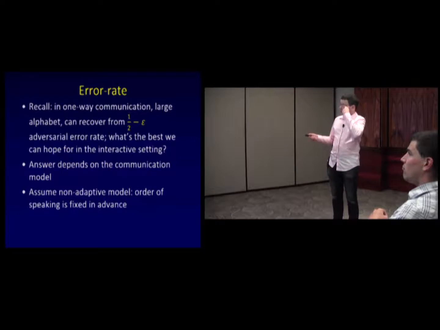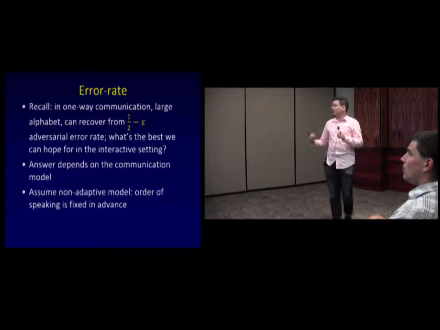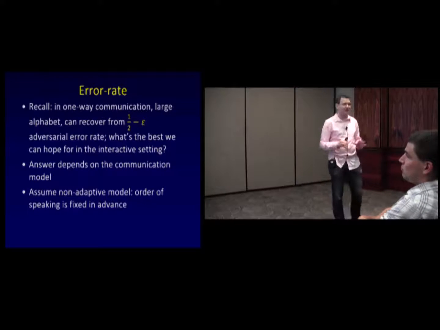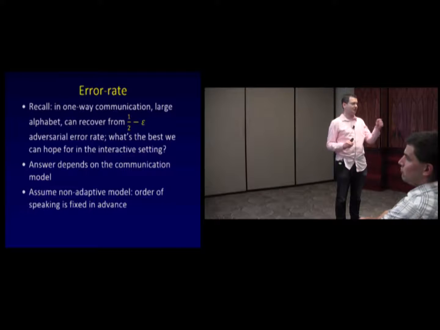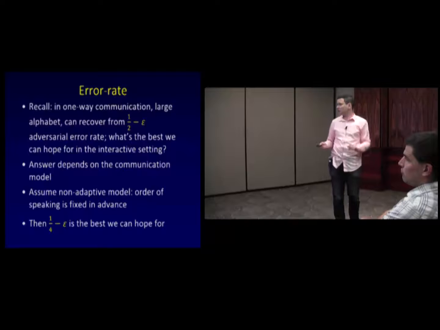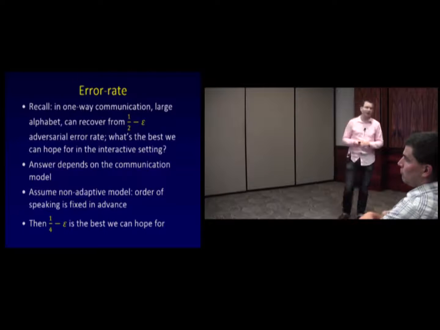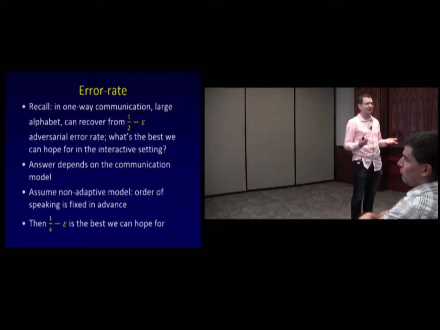What's the best we can hope for in the interactive setting? The answer depends on the communication model, so let's assume the simplest non-adaptive model where the order of speakers is fixed in advance. So in each round, we know who is speaking. Then a quarter minus epsilon, I argue, is the best you can hope for, for the same reason. Let's suppose Alice speaks less than Bob.